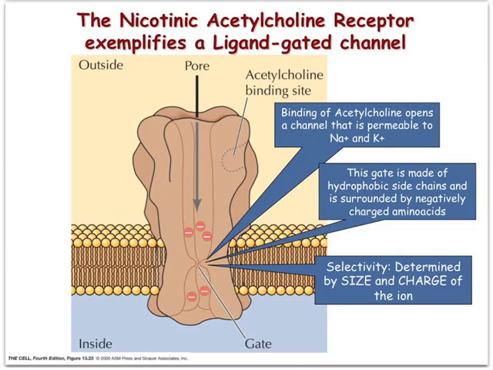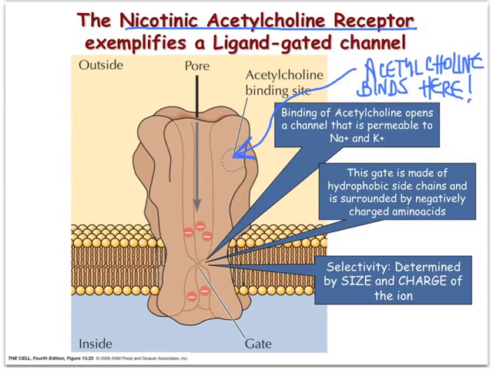The best example of a ligand-gated channel is the nicotinic acetylcholine receptor. This channel is gated by the binding of acetylcholine to this pocket in the protein. Binding of acetylcholine opens up a channel that is permeable to sodium and potassium ions.